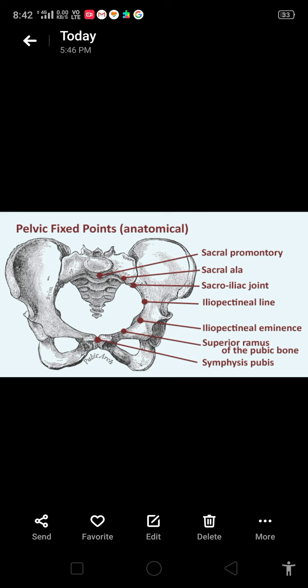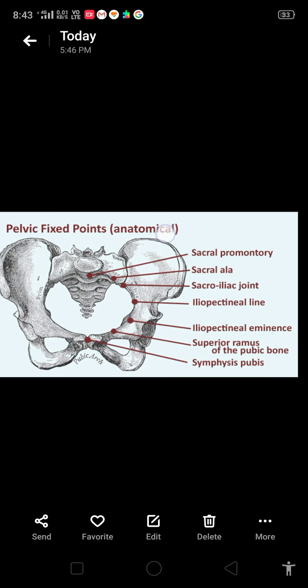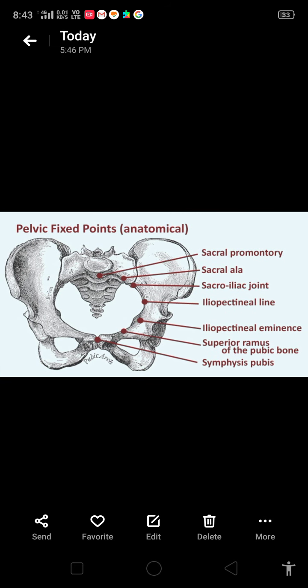So for study purposes, the female pelvic bone is divided into two parts. One is called the false pelvis, the other is called the true pelvis. The false pelvis is formed by the upper flared out portion of the ilium.